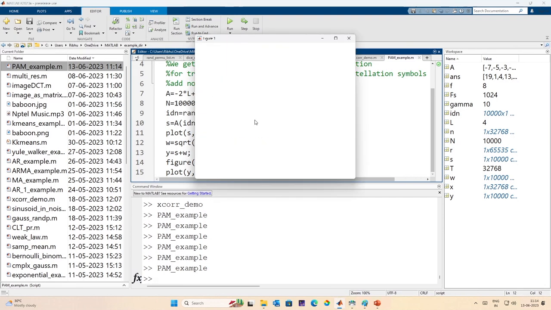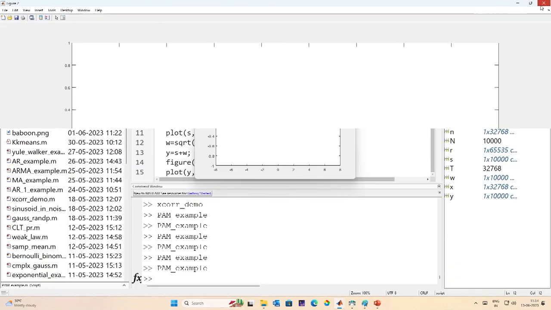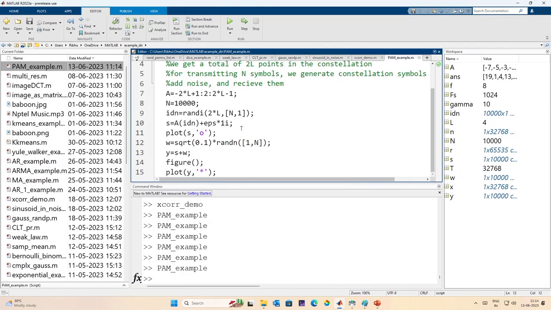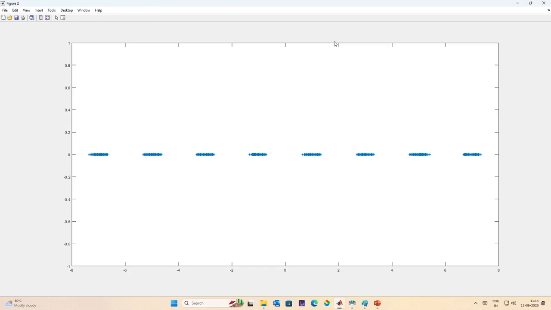When I do this, I get slightly discontinuous bands. So let us reduce the noise variance even further by another factor of 10 and see what happens. Now we see that the received symbols are neatly clustered around points.